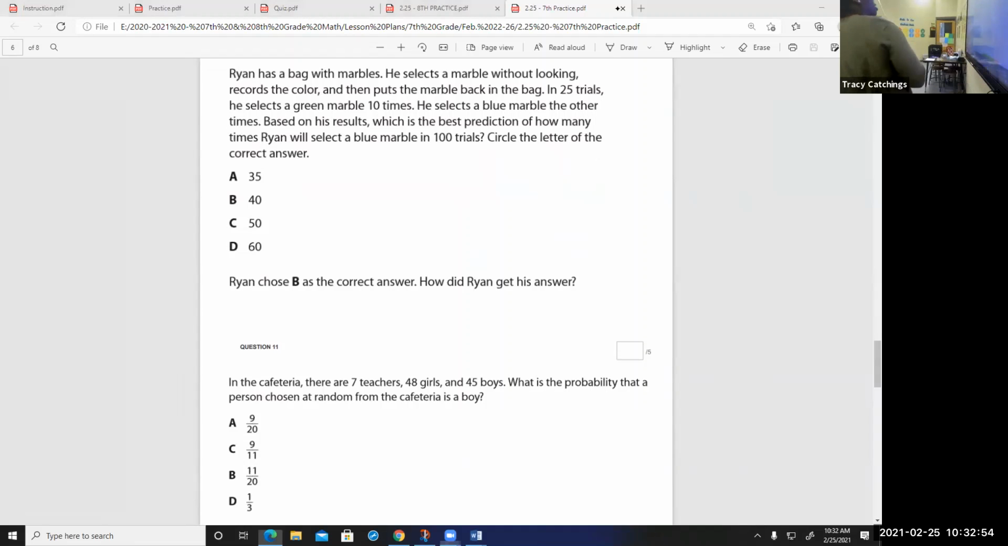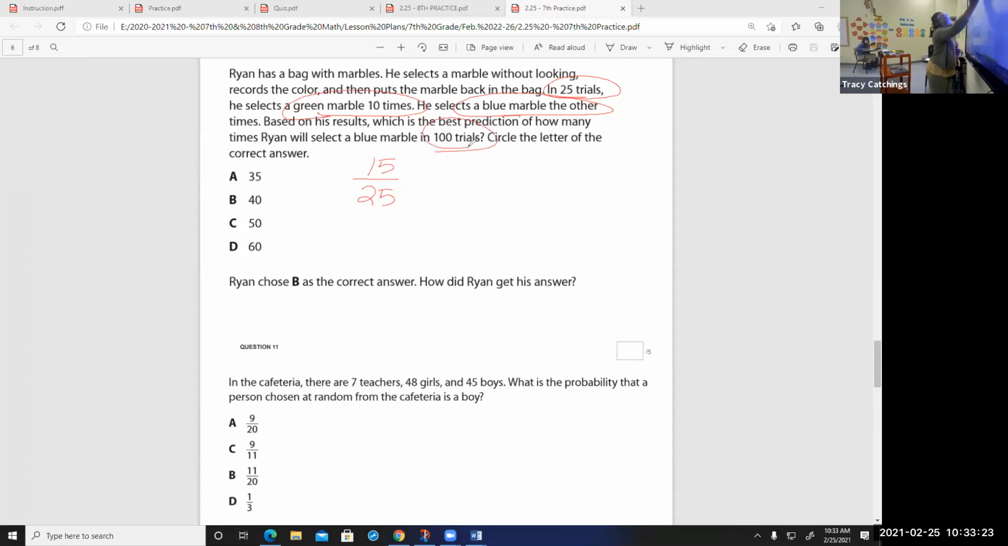All right, Ryan has a bag of marbles. He selects a marble without looking and puts it back. He did this 25 times. He got green 10 times, and blue the other number of times. Based on these results, what's the prediction that he will get a blue marble in 100 tries? So we know he did it 25 times. He had green 10 times, and blue was remaining. So how many times did he get blue? Good job.